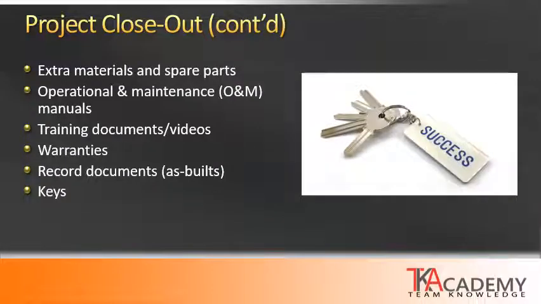Also during the project closeout phase, the architect is often involved with the collection of the following items that are given from the general contractor to the owner: any extra materials or spare parts, the operational and maintenance manuals, the O&Ms, training documents and videos, warranties, record documents, which are sometimes referred to as the as-builts, and finally the keys to the building and facility.